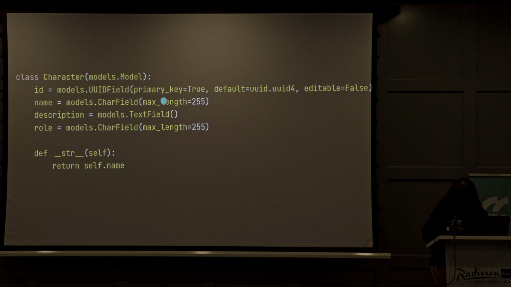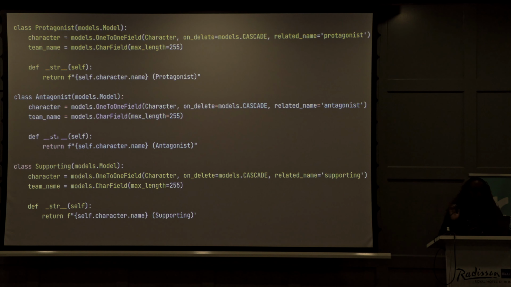So, how does my app look? My app just has the character model, which takes in an ID, a name, a description, and a role. The role is whether the character is a protagonist, an antagonist, or just a regular supporting character.